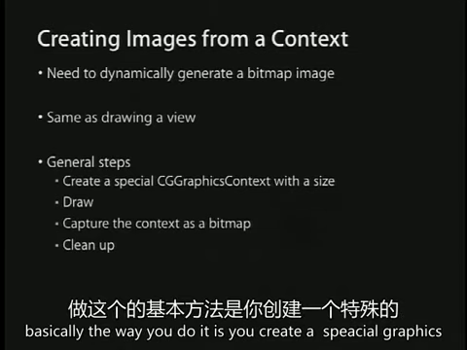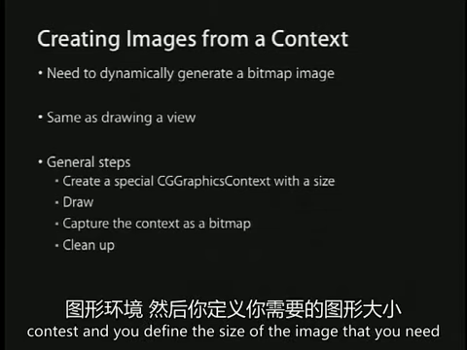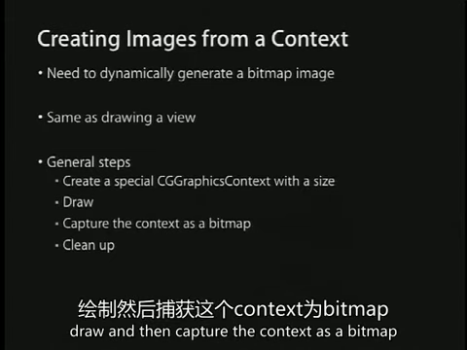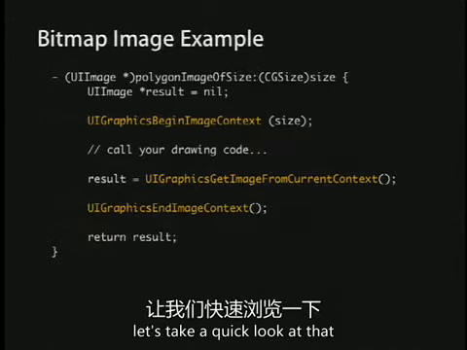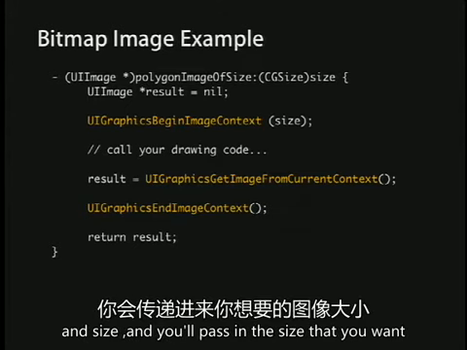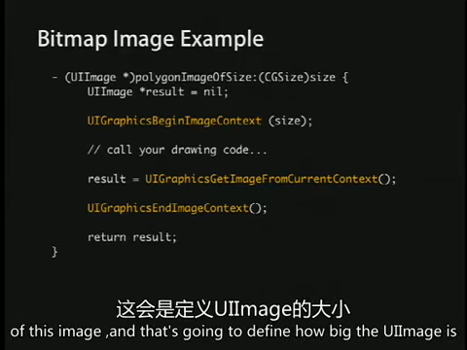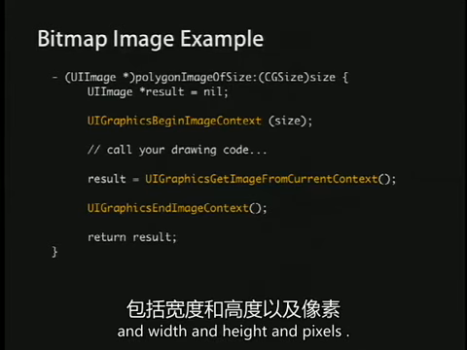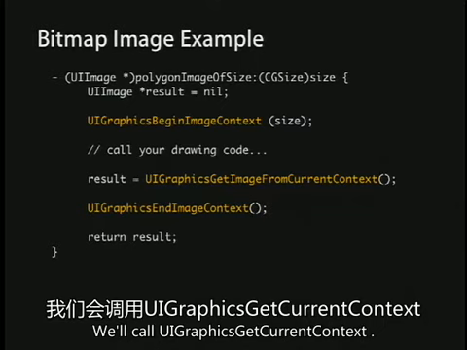Basically, the way you do it is you create this special graphics context, you define the size of the image that you need, draw, and then capture the context as a bitmap. Let's take a quick look at that. So let's say you want to define a function called polygon image of size, and you'll pass in the size that you want of this image, and that's going to define how big the UI image is in width and height in pixels. We'll call UI graphics begin image context.